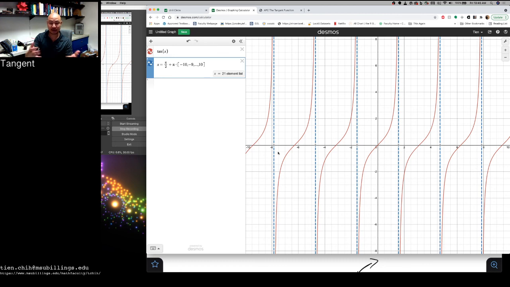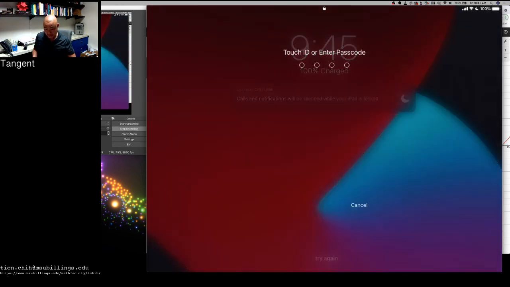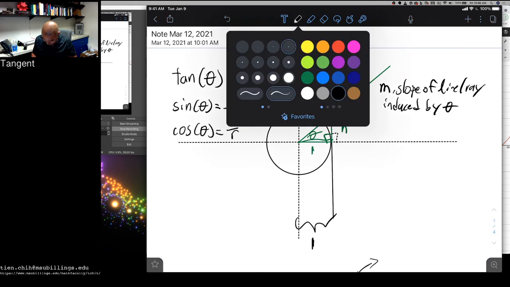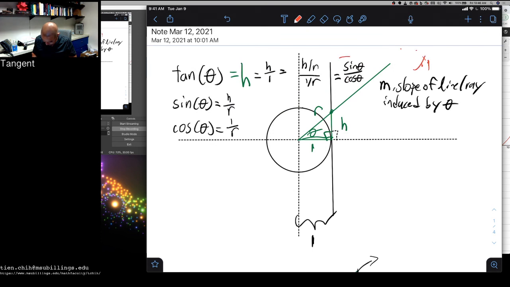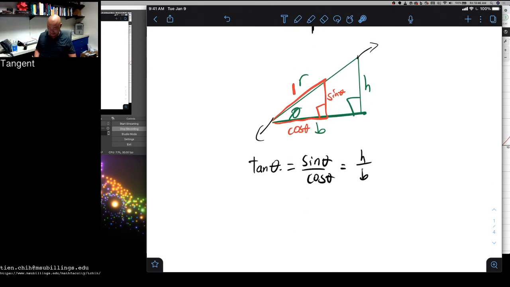And so this is a description of what the tangent function is, why it has that name, and different ways to compute it. One way is to say that it's sine over cosine, and the other way is to say that it's the height over the base, and these are equivalent to each other.